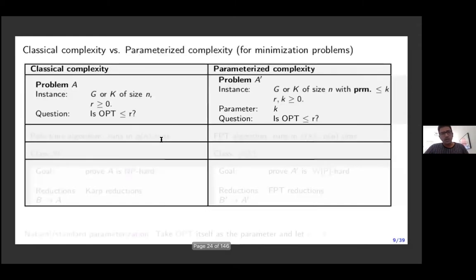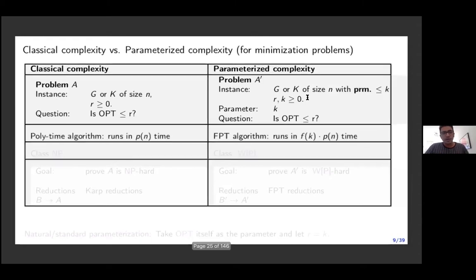And now let me say a few words about parameterized complexity. On the left, you see a decision variant of an optimization problem. And on the right, you see the parameterized variant of the optimization problem. What you're given here is that you additionally have, along with the instance, that is a graph or a complex, a parameter k, which is bounded by some number. And your R and K are part of the input. And the question you ask is, can you check if there exists an optimal solution of value smaller than R?